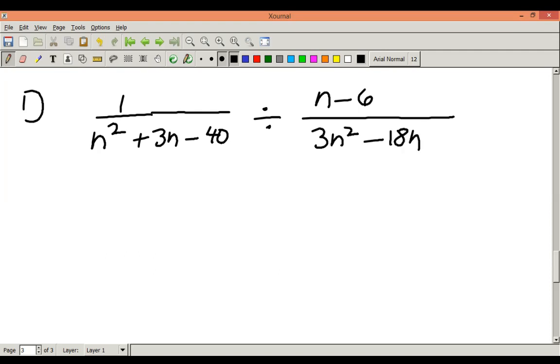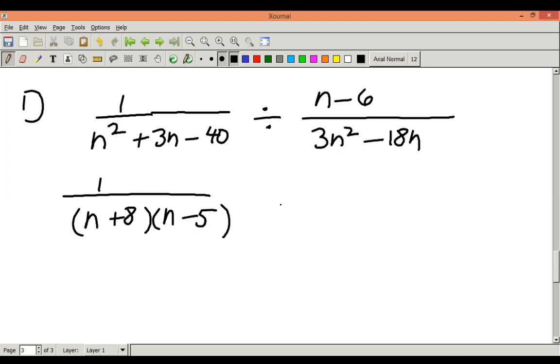All right, I'm going to recopy that first fraction, at the same time factoring that denominator. So that's going to be 1 over... the factors of n squared are n times n. Then I want plus 8 and minus 5. Guess and check. Remember to change that division sign to multiplication and then flip over the second fraction. So the n minus 6 is now going to be on the bottom. And then we're going to move that 3n squared minus 18n on top. And at the same time, I think you can handle this. Go ahead and try to factor that while you're at it. So we're going to factor out a 3n, leaving us on the top with n minus 6.